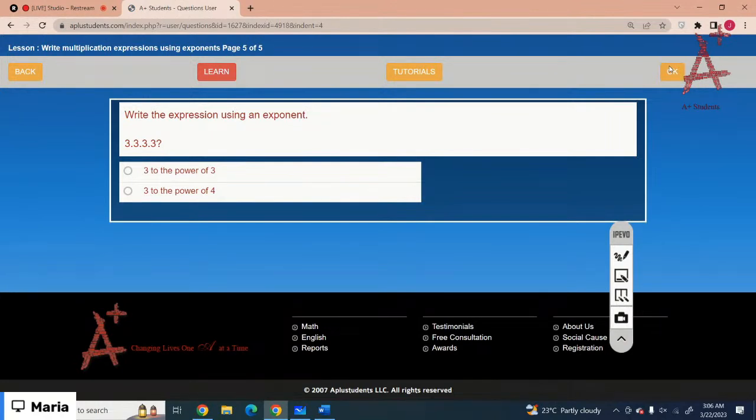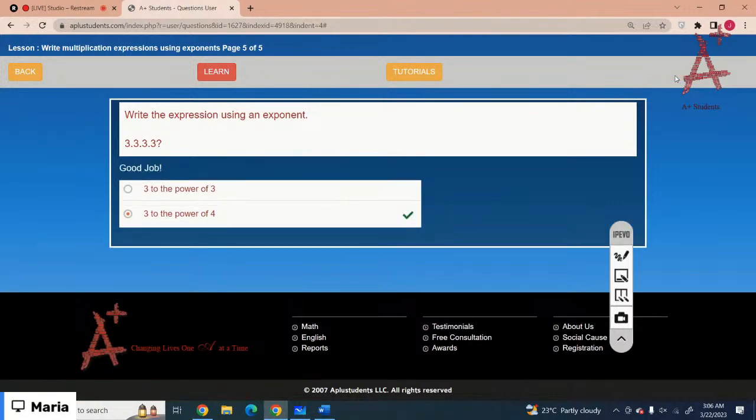Write the expression using an exponent. Which is the correct option? 3 times 3 times 3 times 3. 3 is multiplying how many times? 4 times. So it would be 3 to the power of 4, because 3 is the base and it is multiplying 4 times.